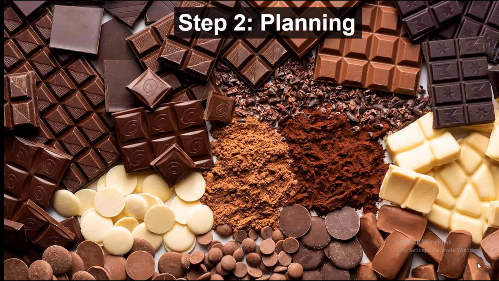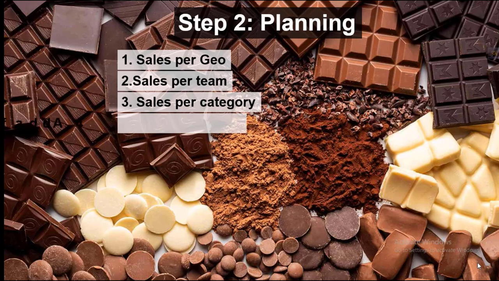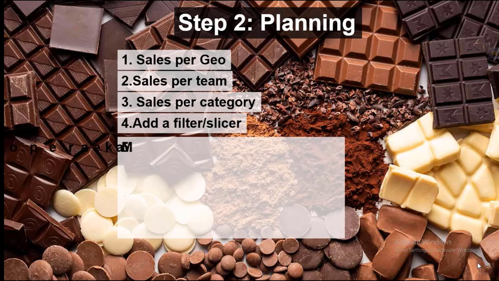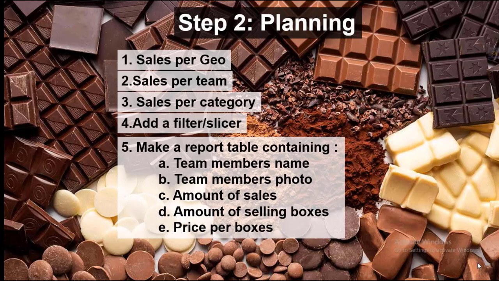Step 2. Planning. First of all, we analyze sales per geolocation. 2. Sales per team. 3. Sales per category. 4. We will add a filter or slicer. 5. We will make a report table containing the team member's name, photo, amount of sales he did, amount of selling boxes, and price per box. And finally, we will retouch the designs and improve the visuals.